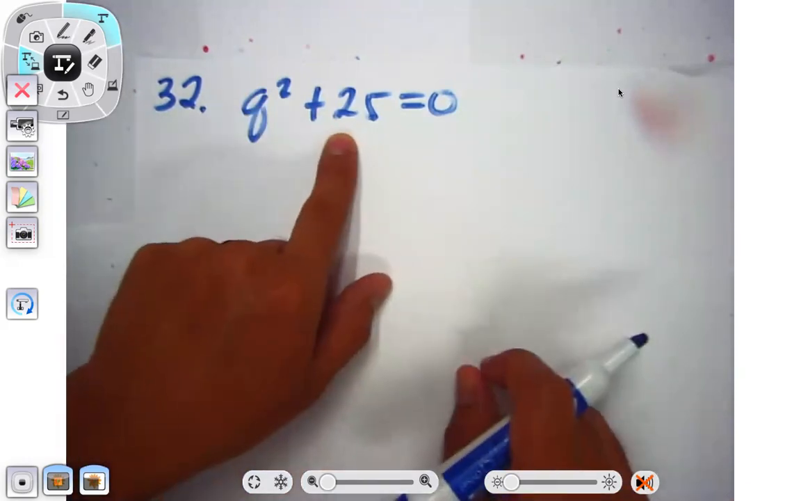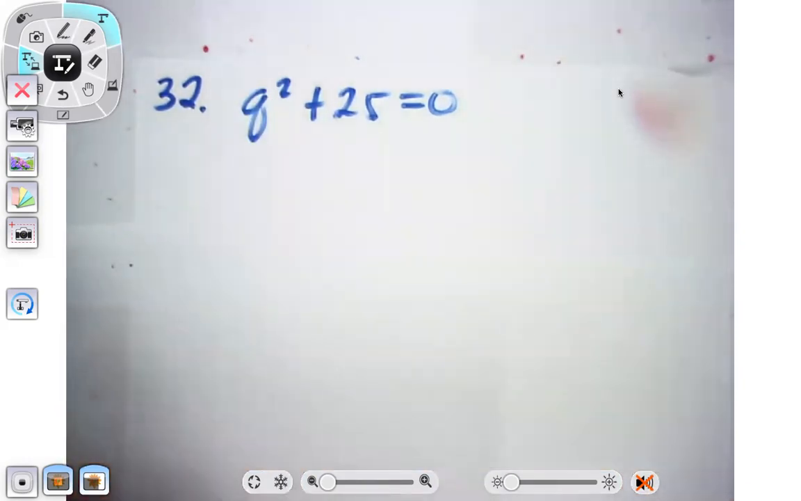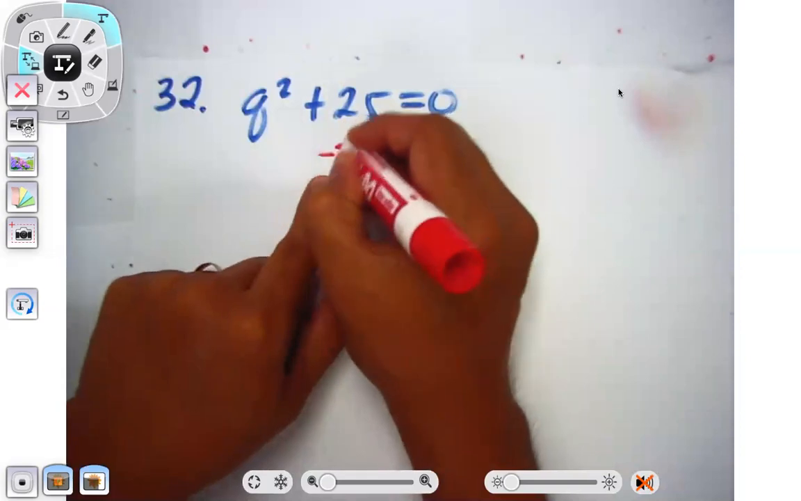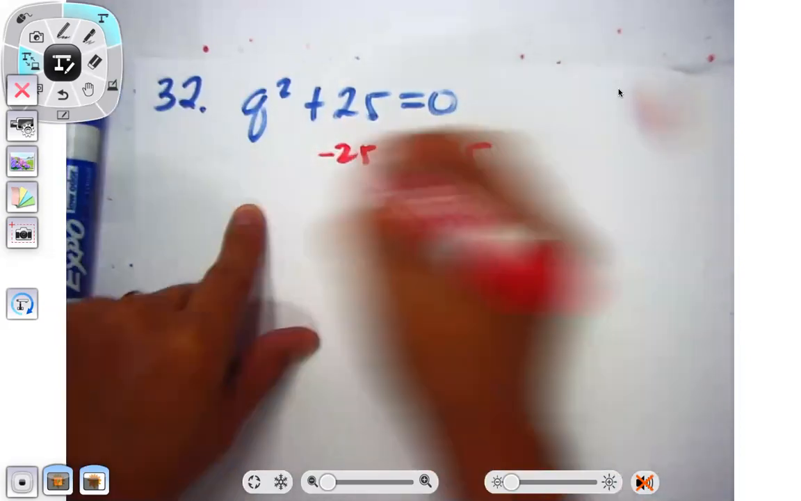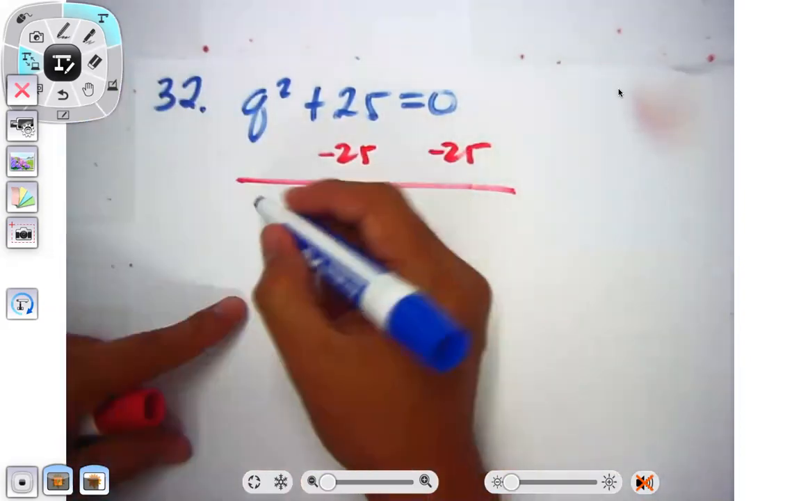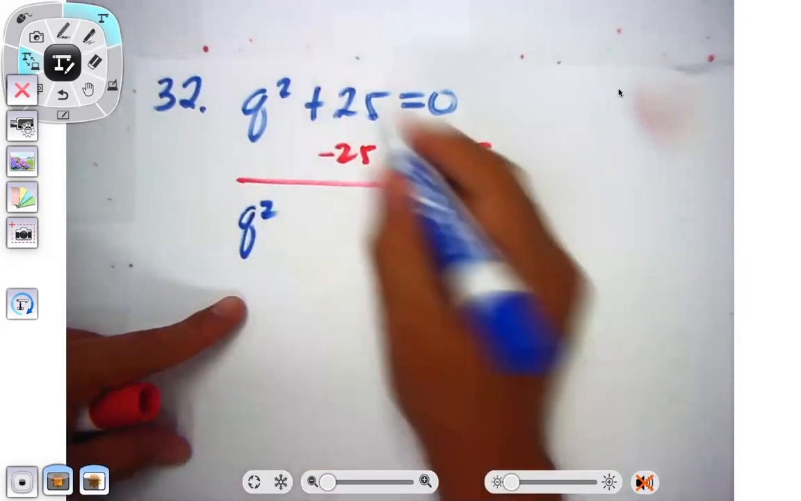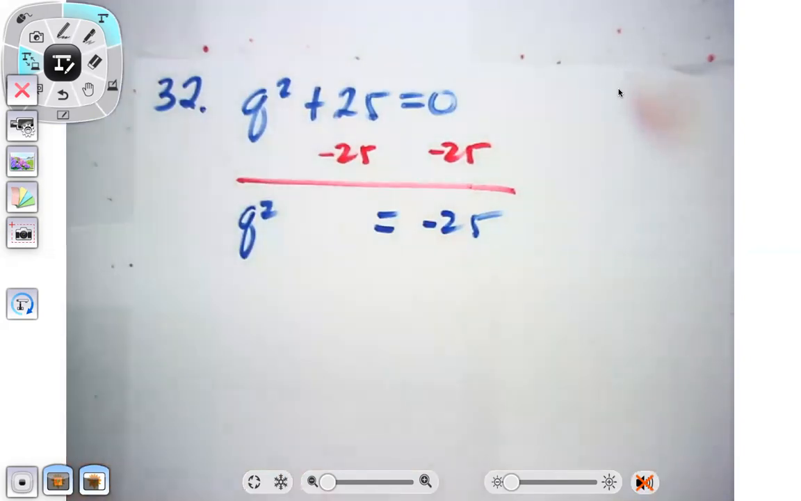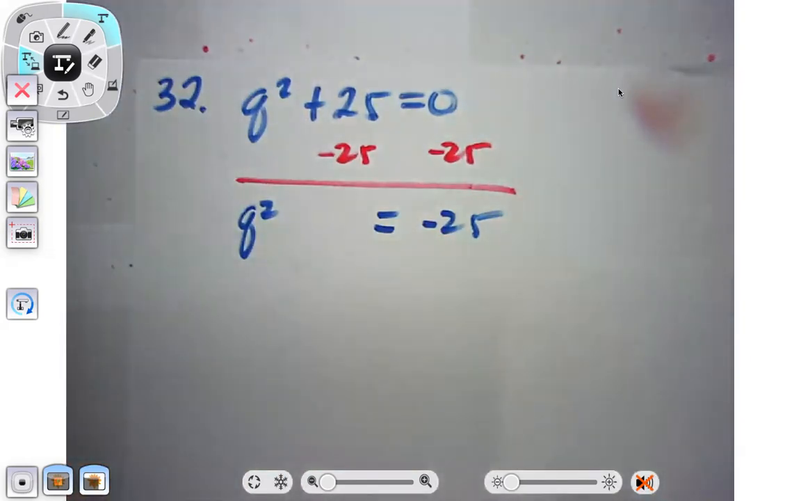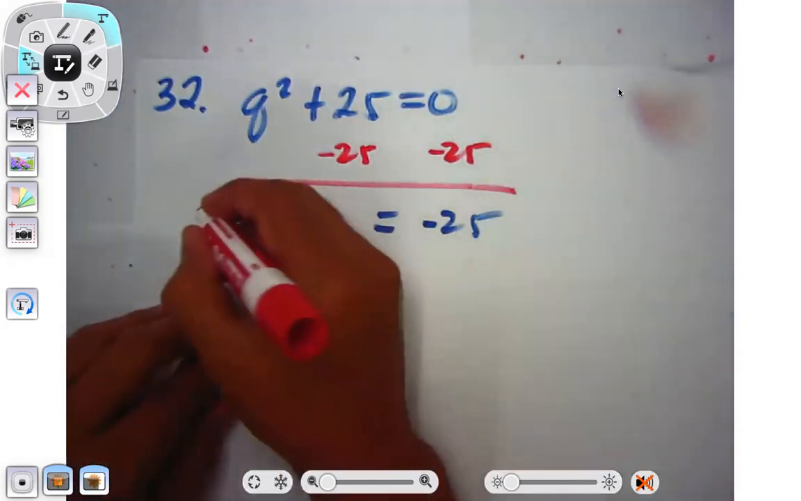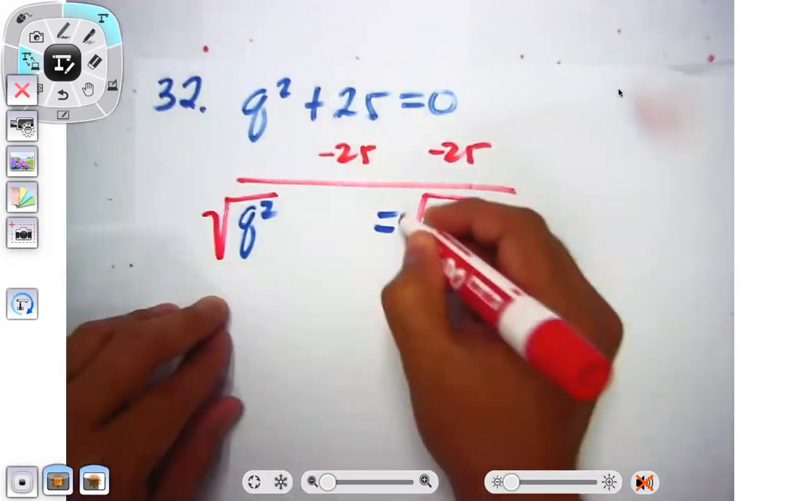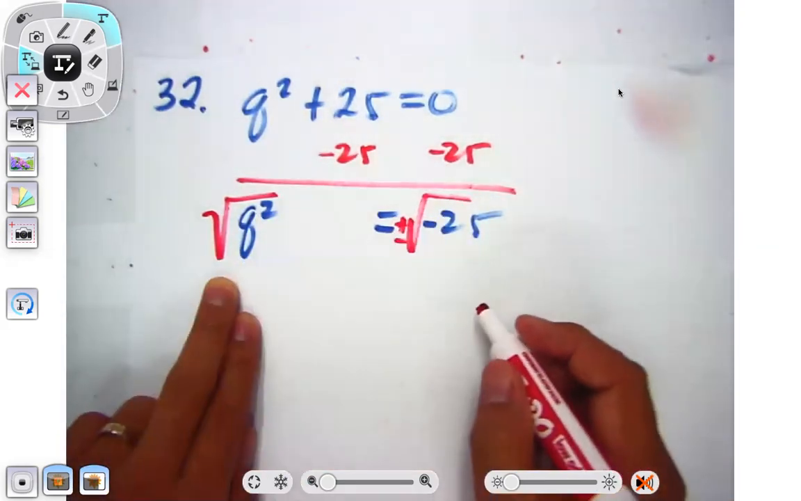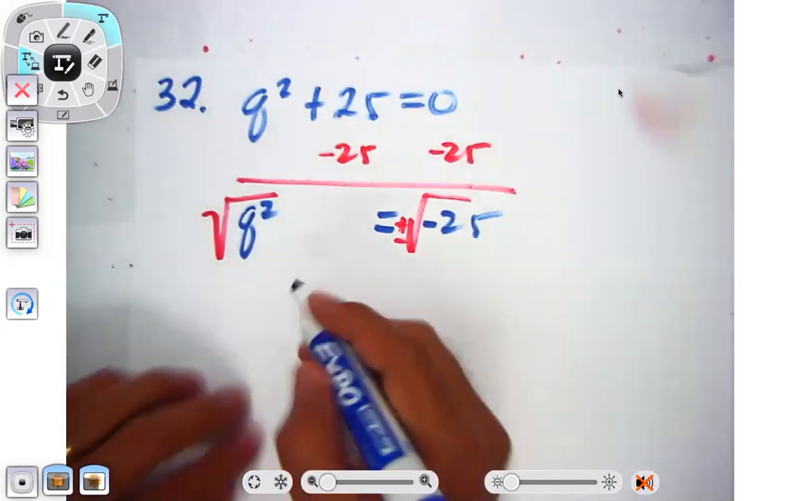But there's a number outside. We need to get rid of that. So we must subtract both sides by 25, and we come up with q squared, 0 here, equals 0 minus 25, negative 25. And only then can you apply the square root property. So we take the square root of both sides, positive, negative. What's the square root of q squared? q.